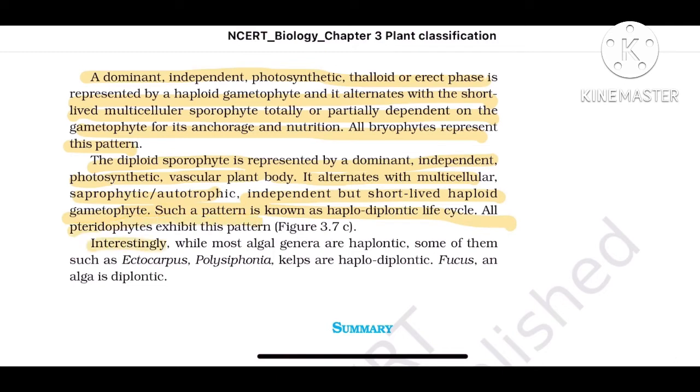Interestingly, while most algal genera are haplontic, some of them, such as Ectocarpus, Polysiphonia, and kelps, are haplodiplontic. Fucus, an alga, is diplontic.